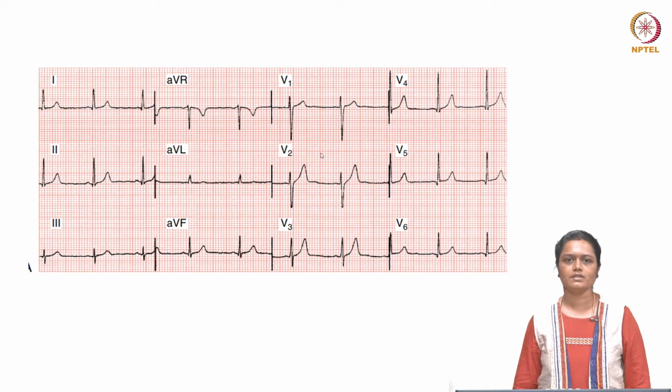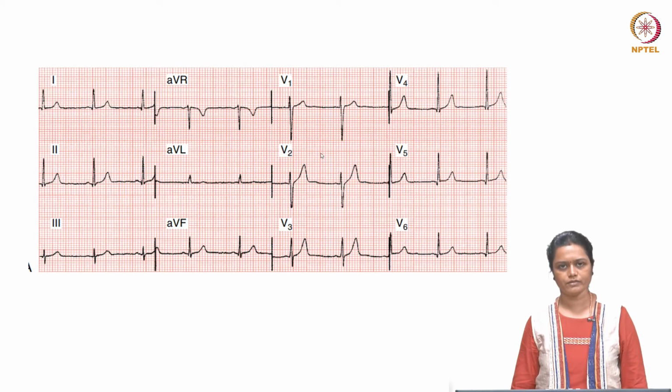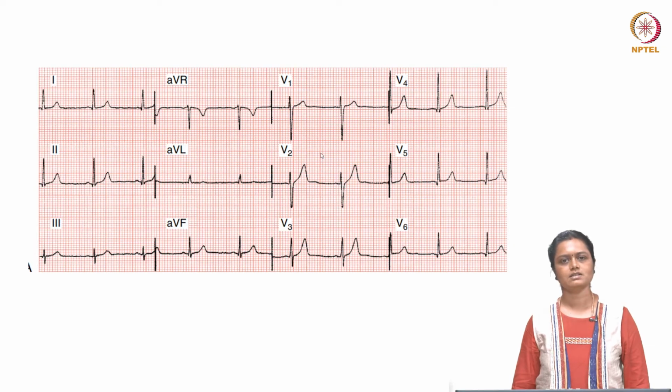Why does there occur a variation in the morphology of waveforms in different lead systems? The answer to this question is that the morphology of the waveform, that is whether it is positive or negative, depends upon the orientation of the lead. For this, you have to understand three basic principles of electrocardiogram.